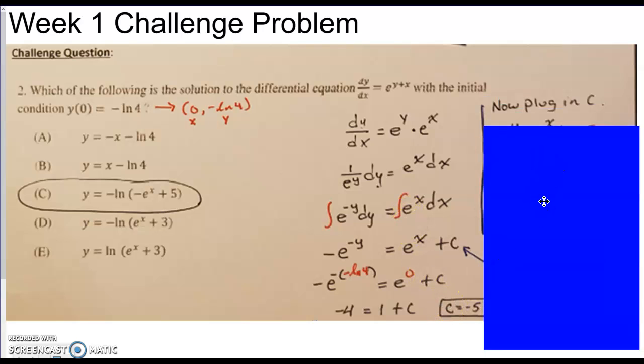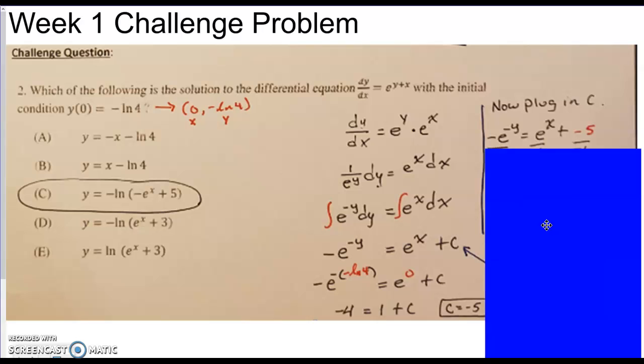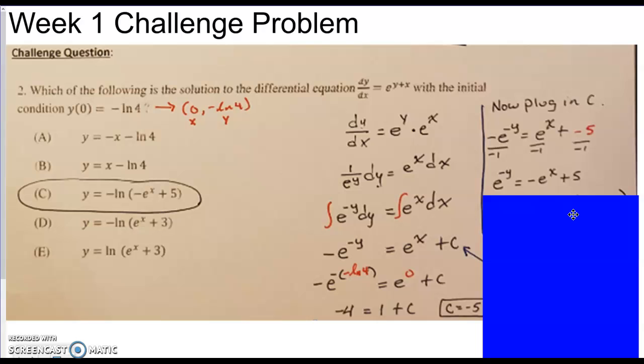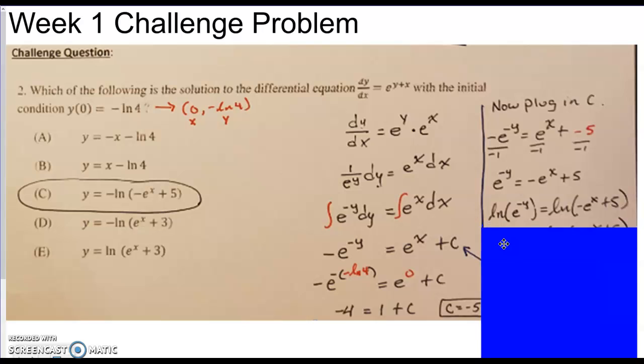The next step is to plug c back into the equation. We always plug it right back into where we originally found it. And then I have to solve for y. So if I plug in negative 5 for c, I'm going to move the negative over first, so divide everything by negative 1. And then I have to get rid of e on the left-hand side. To do that, we take the natural log of both sides. The natural log and e will reduce out, leaving me with negative y.